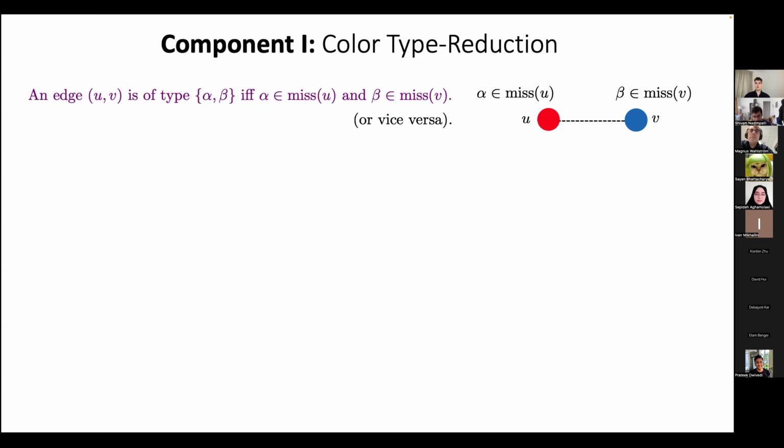Okay, so in order to describe this color type reduction, suppose we have some edge UV. We can assign this edge a type. The type of an edge is just the pair of missing colors that we've assigned to its endpoints. So the type of this edge here will be red, blue. We can note that an edge might be of many types simultaneously if it has many different colors missing at its endpoints, but we only care about fixing one type for it. So we can assume that every edge has some unique type.